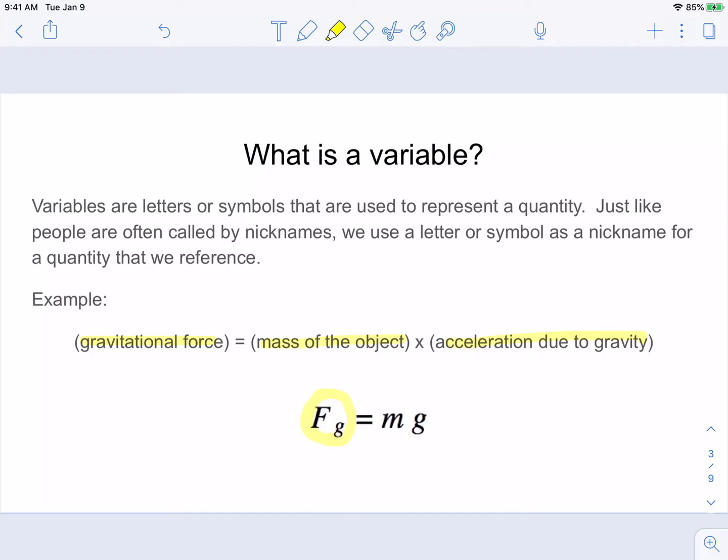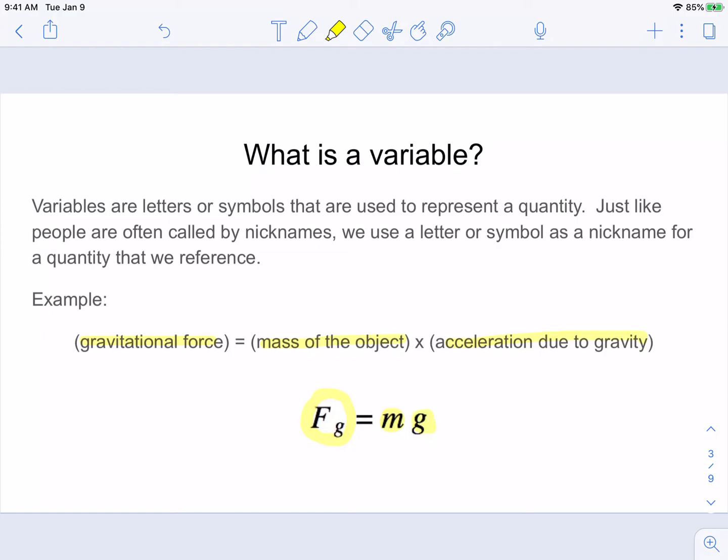Then I have my equal sign, mass of the object. Well, for the mass of the object, we're simply going to use lowercase m. So now I know lowercase m means mass of the object. That's what that variable lowercase m stands for. And then acceleration due to gravity is lowercase g.